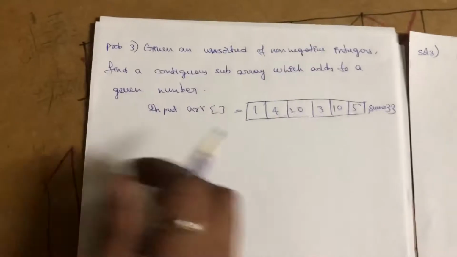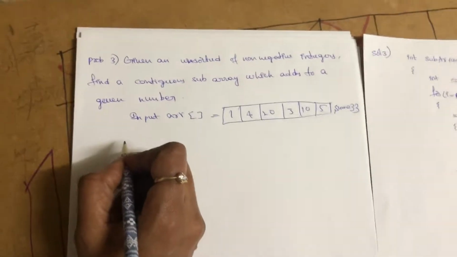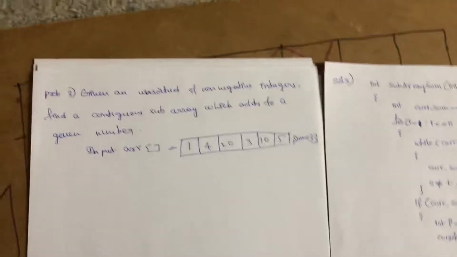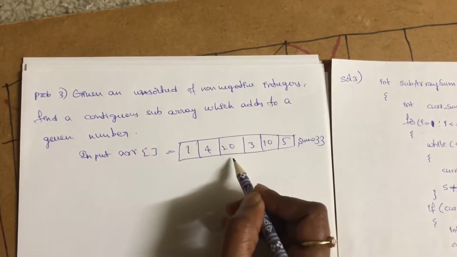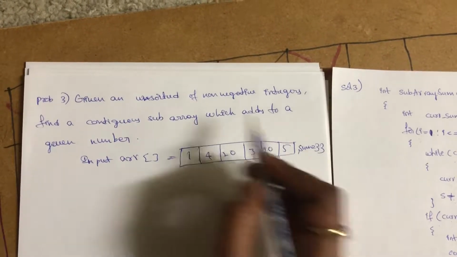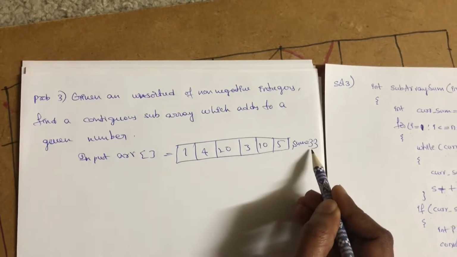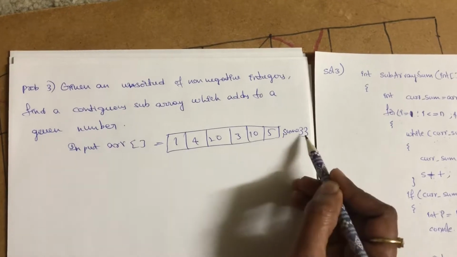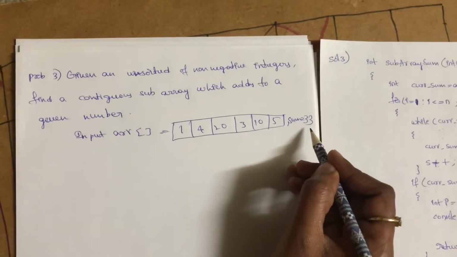Welcome to assignment number 4, problem number 3. Here in this problem we have to check the given array. We are given an array and a sum, which is 33. The problem is to check whether any sub array of this array has a sum equal to the given number or not.